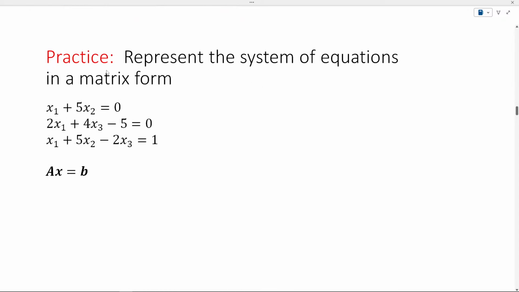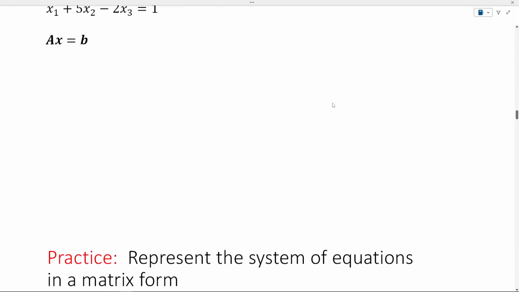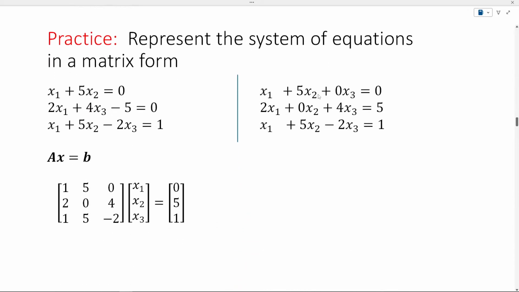I'm telling you to represent the system of equations in matrix form. So I want to see if you can do this. Try to do it on your own. There are some tricks here. I don't know if you will be able to figure them out on your own. I will do this practice problem later, but just try to do this on your own and see if you'll get the answer correct or not. Okay. So to represent this, that's basically the answer.